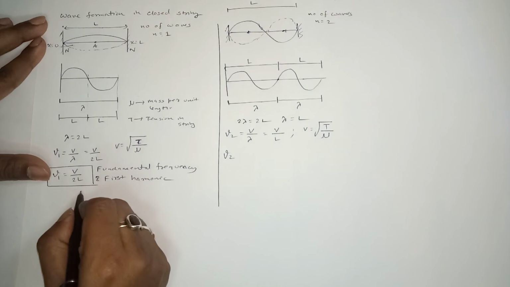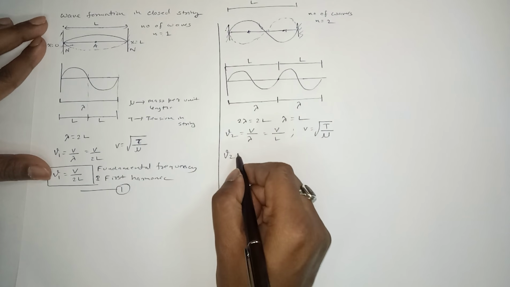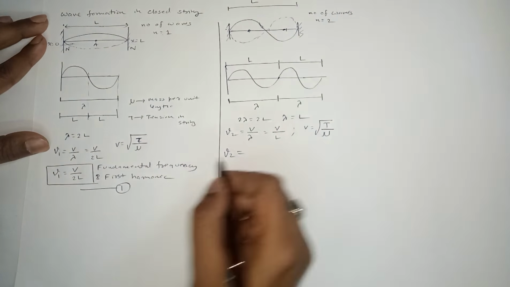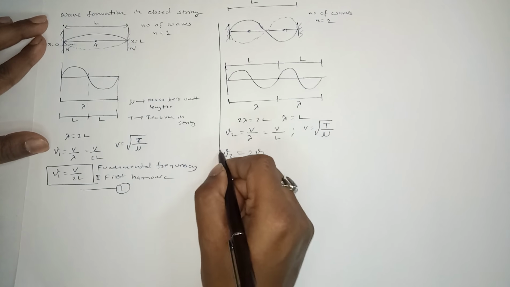So let this be equation 1. Comparing mu2 with this equation, you can see that mu2 will be equal to 2 mu1.